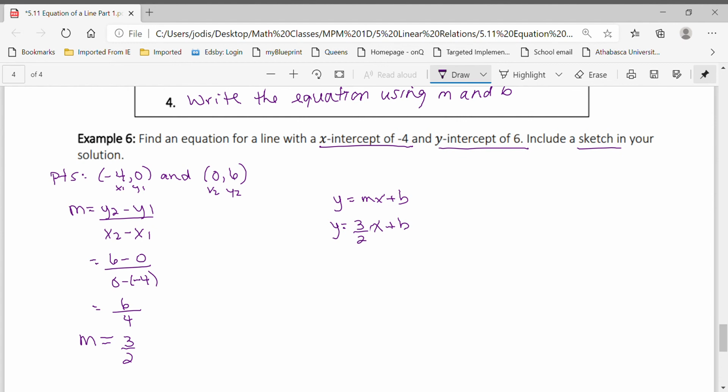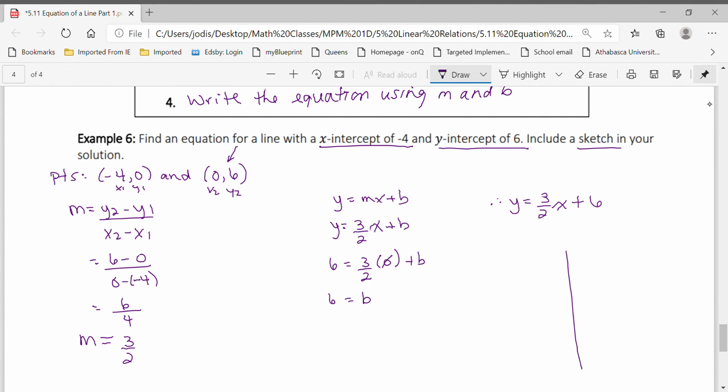Now again, it doesn't matter which one you pick. Let's pick this one. Would probably make our lives easier. So if y is 6 and x is 0, probably be pretty easy there. So 3 over 2 times 0 is 0, so our y-intercept is 6. Okay, so therefore our equation of a line, y equals 3 over 2x plus 6.